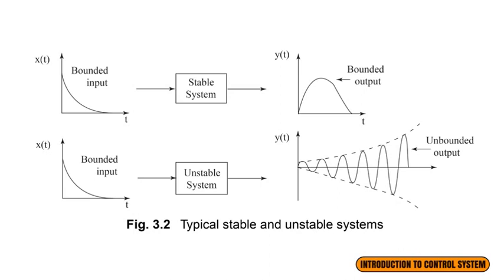This is the system for this, we are getting a bounded input, we are getting a bounded output, that's why this system is said to be stable. The unstable system, even though I am giving a bounded input, the output is not bounded.